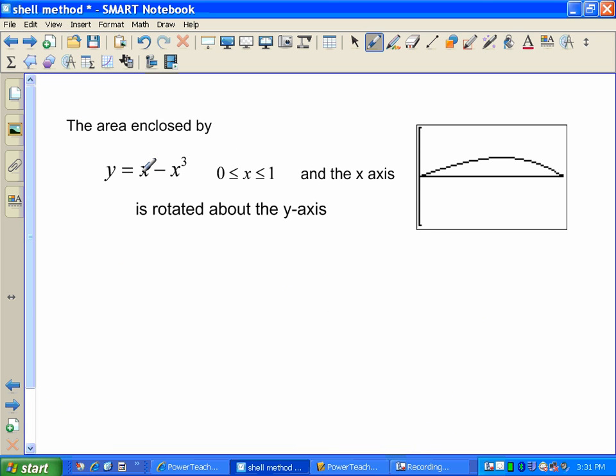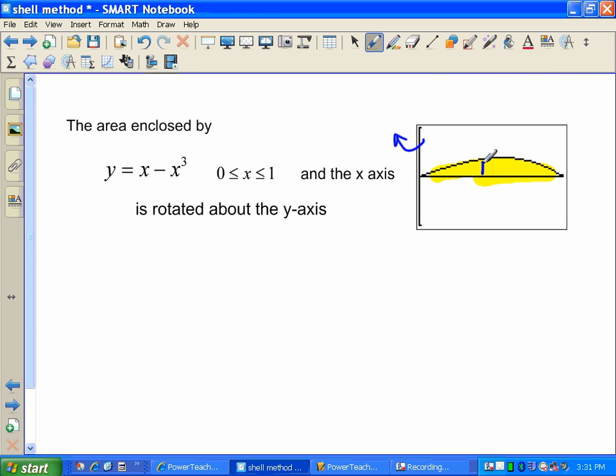Here we go. So we've got y equals x minus x cubed. That's this guy here between 0 and 1 on the x-axis, so just this region, which I will now attempt to highlight for you. Good. And that's what we're going to rotate. We're going to rotate about the y-axis.